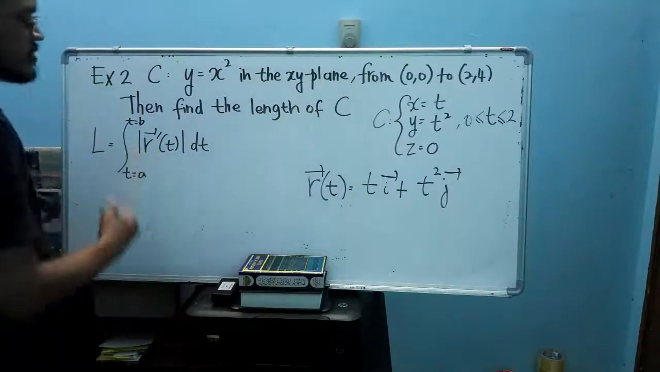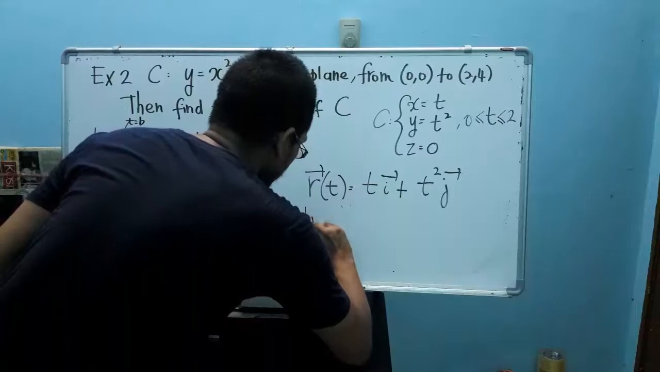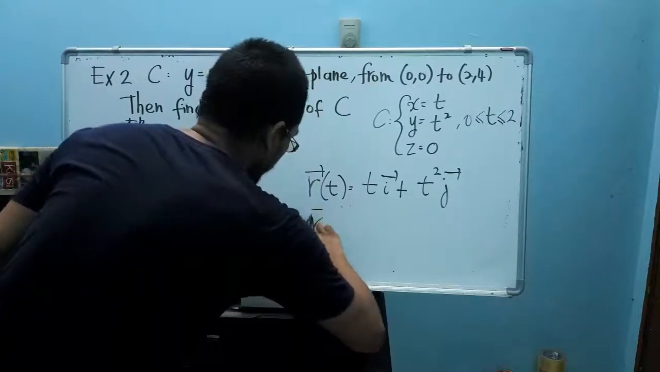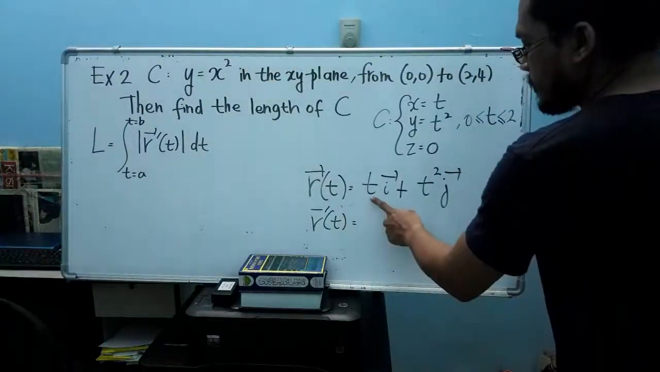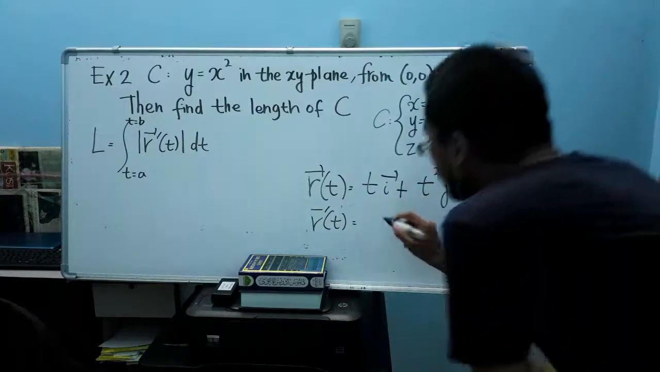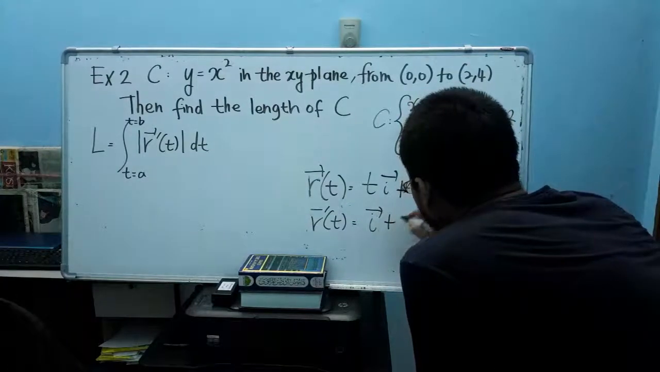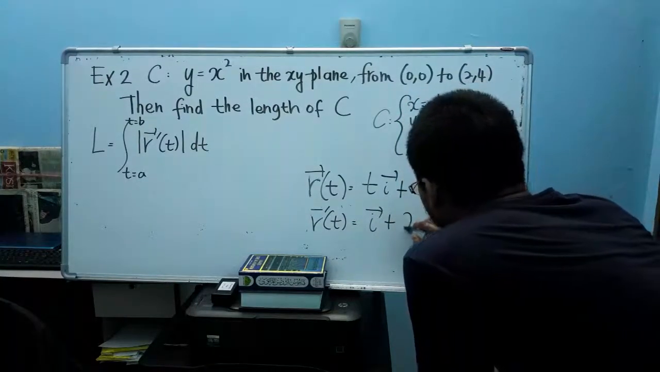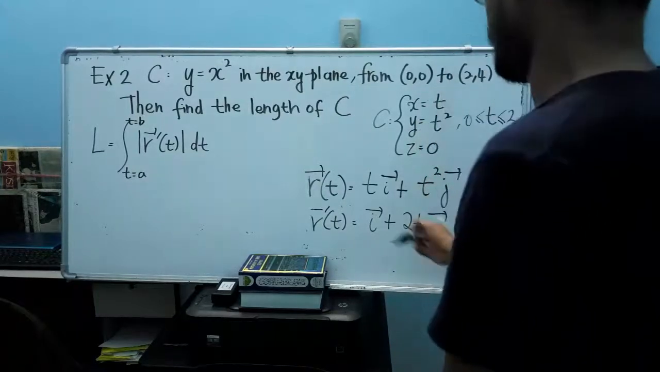So after we found our r(t), from this definition we need to find r prime(t). What is my r prime(t)? We take just the first derivative. The derivative of t is 1, so I have i, plus the derivative of t squared, I will have 2t j.